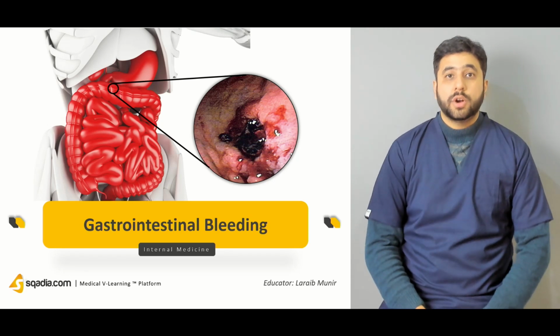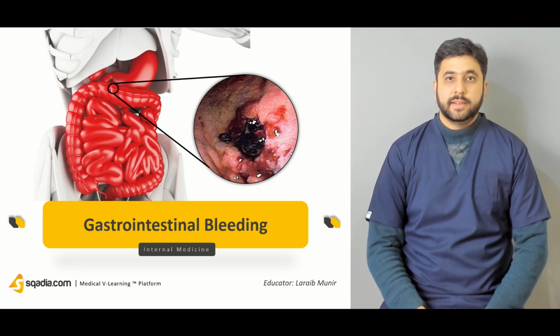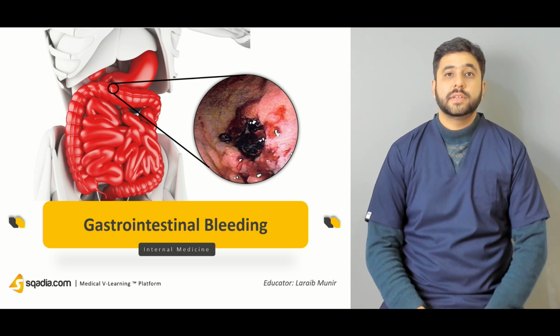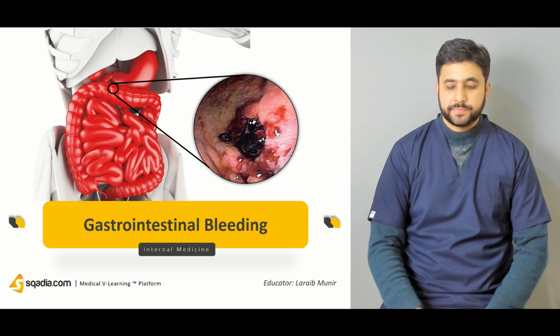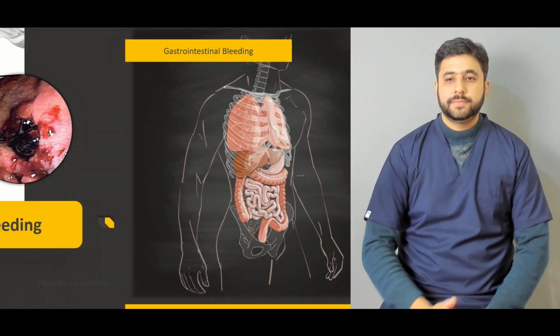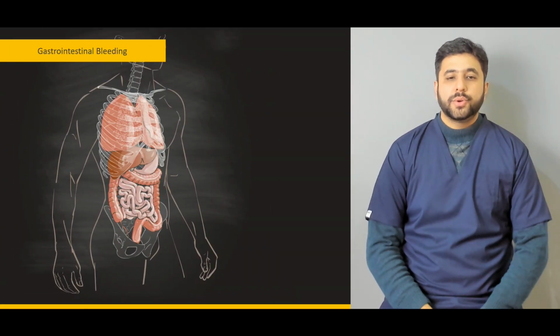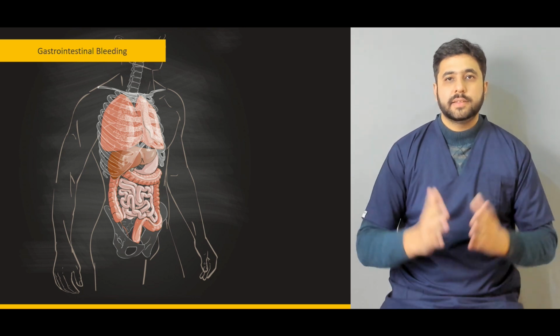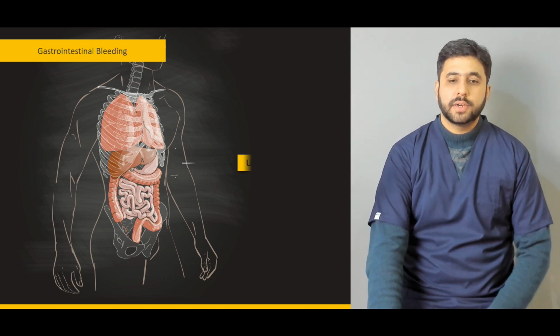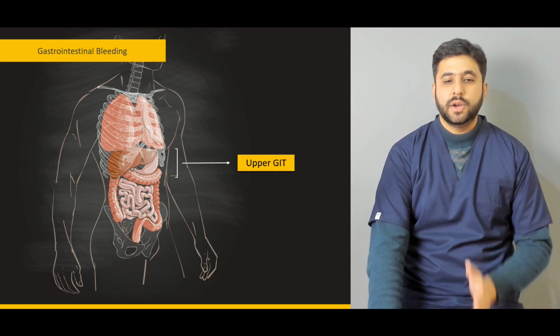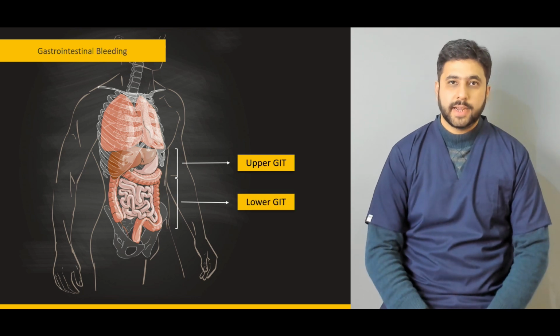Today we are going to talk about bleeding, and especially in the context of the gastrointestinal tract, the GI bleeding or the gastrointestinal bleeding. In order to understand gastrointestinal bleeding, it is easy to divide the whole gastrointestinal cavity into two tracts, the upper gastrointestinal tract and the lower gastrointestinal tract.